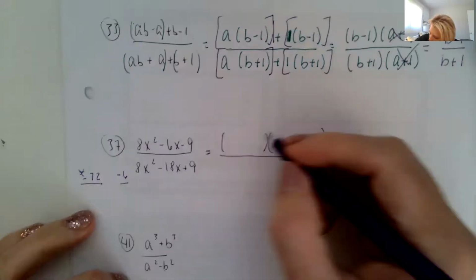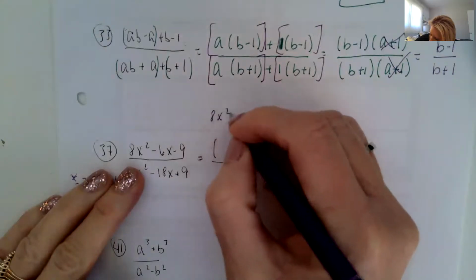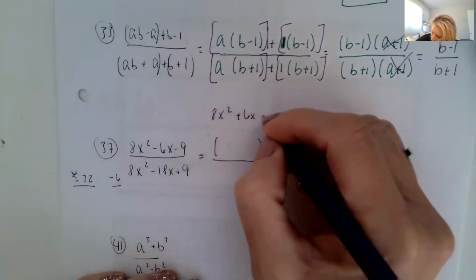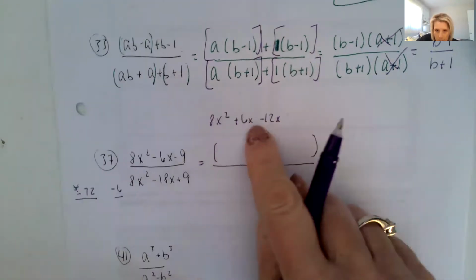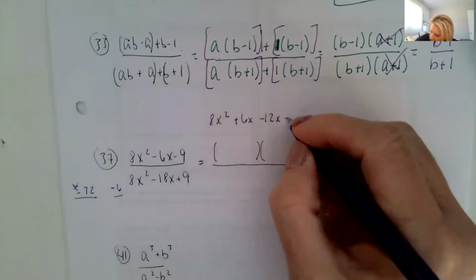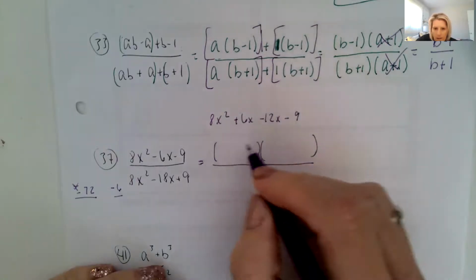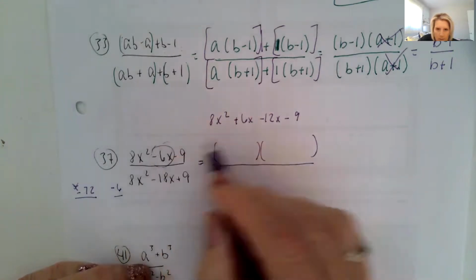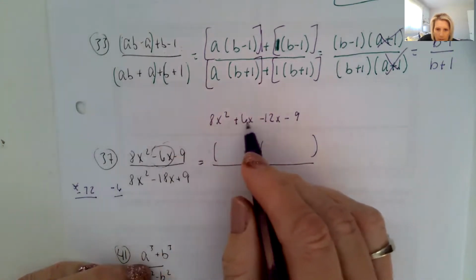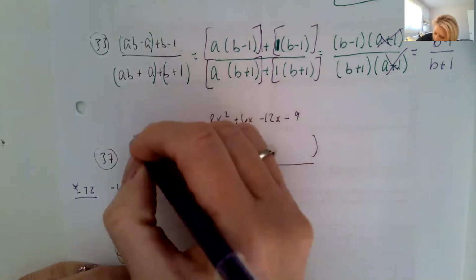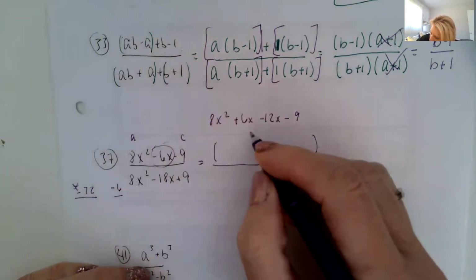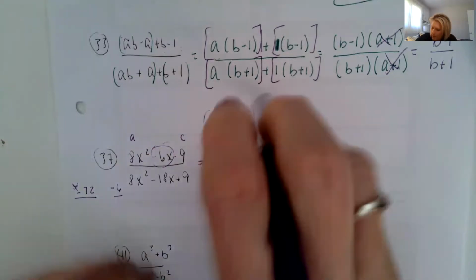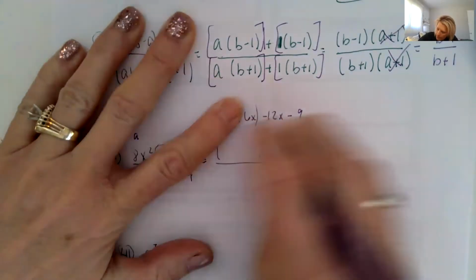So we can rewrite this as 8x squared plus 6x minus 12x, because that's our grouping method, minus 9. And now we can do the grouping method. So we're basically making this middle term into the grouping method with factors of a times c. So with the grouping method, let's write it out.